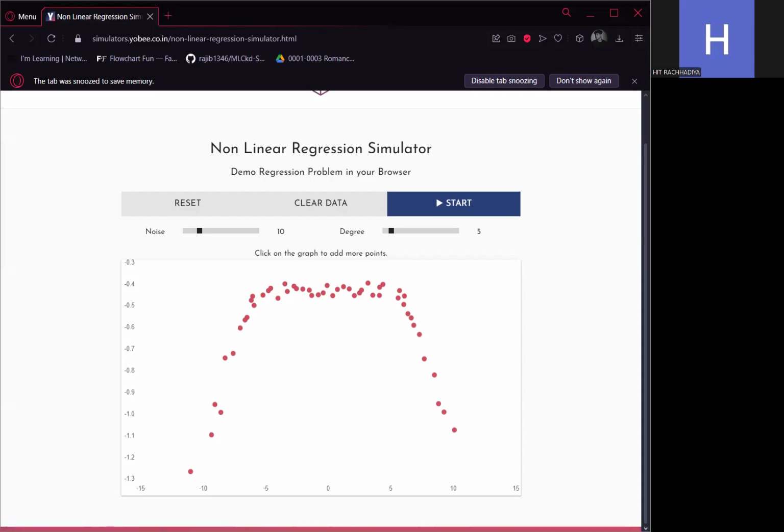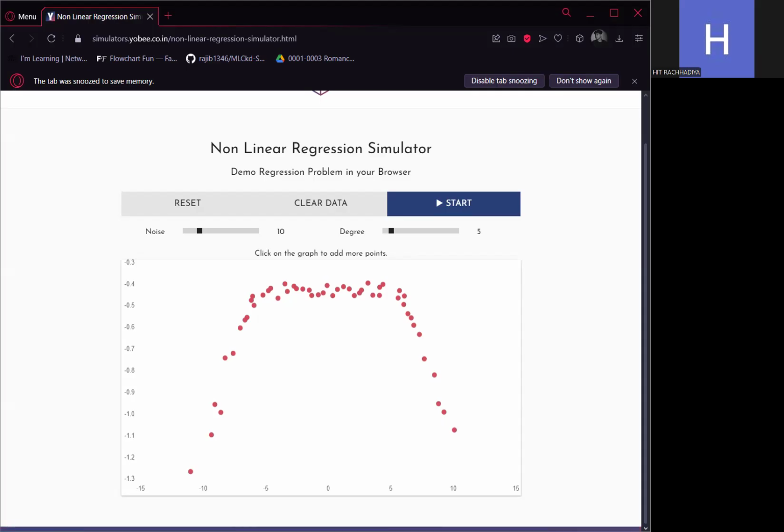The advantages of non-linear regression are that it is flexible, so it can capture complex real-world relationships, and it is more accurate than linear regression when the relationship is inherently non-linear.